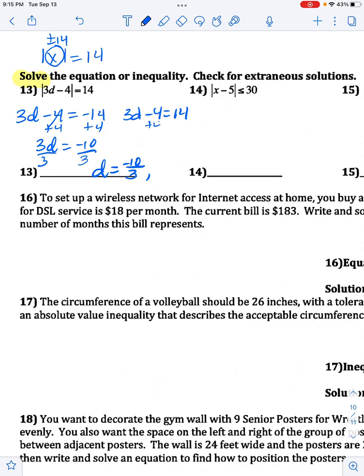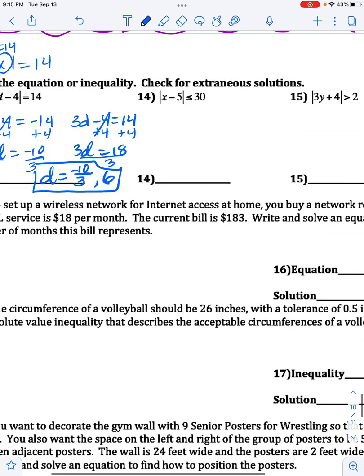Here the math is going to be the same in the second option. So I have that 3d equals 18. So when I divide that by 3, I get a 6. So this one was just equal to. So I just straight up got 2 answers.